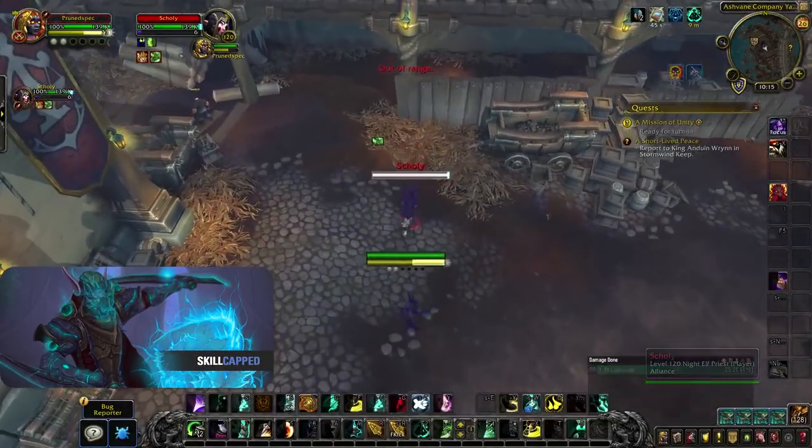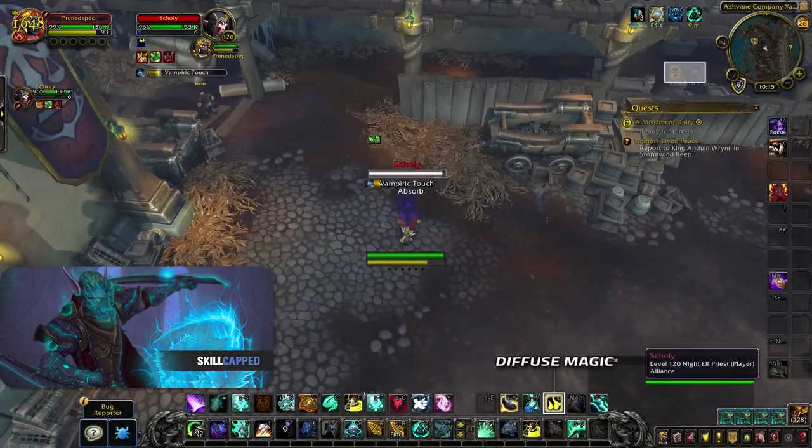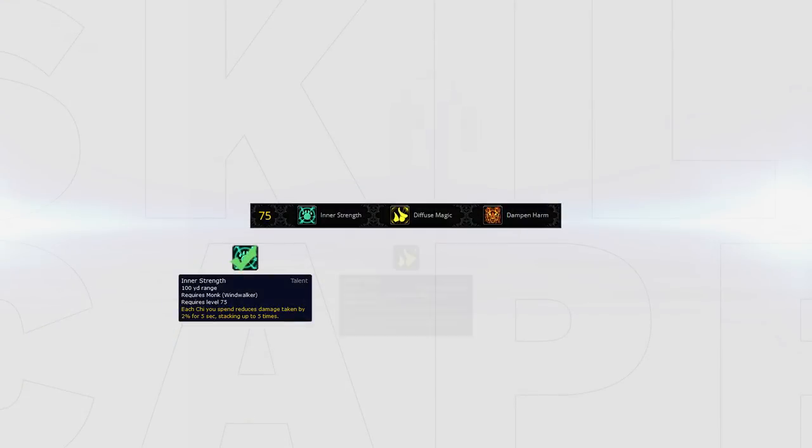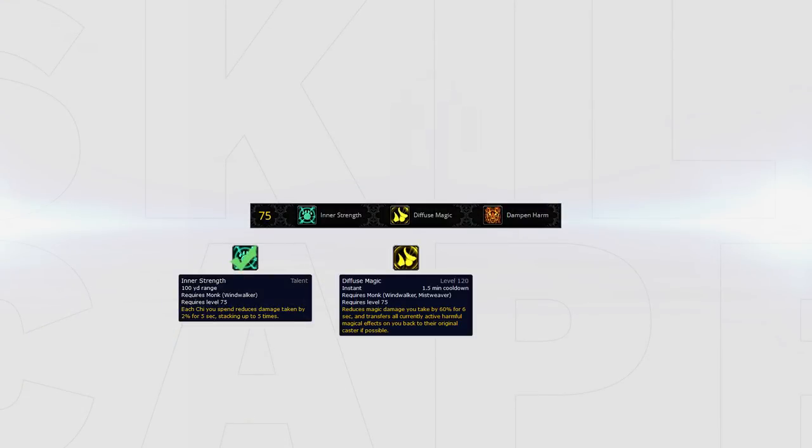When dealing against any double caster composition, then having Diffuse Magic can be great. It provides you with a huge defensive cooldown against magic damage on a low cooldown, making it highly valuable. It could also be used offensively against teams that don't hit you, making Inner Strength useless in that situation. Against RMP for example, they usually won't try to kill a Windwalker, so having Diffuse Magic to break a Frost Nova can be more beneficial.